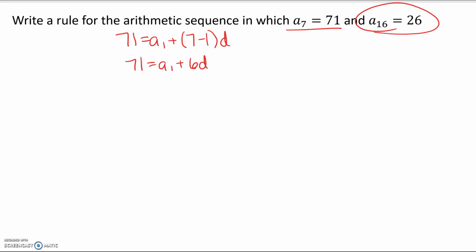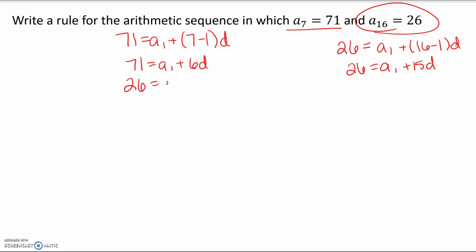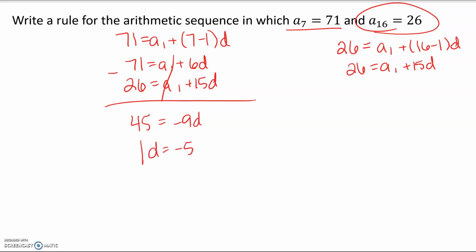Then I'm going to do the same thing for this other term. I know my 16th term is 26, and I'm going to simplify that. 26 equals my first term plus 15D. I'm going to put those together so that I can simplify and solve for my common difference because, again, those first terms are going to cancel. So I get 45 equals a negative 9D. And so when I divide, I do end up with negative 5 as my common difference.